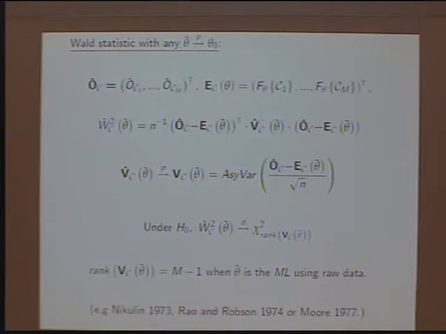Then under the null hypothesis, the chi-square estimated using any square root n consistent parameter converges in distribution to a chi-square with degrees of freedom the rank of the asymptotic variance. And this rank is m minus 1 when these parameters are estimated by maximum likelihood. Here I have some references for these results. Very good. Then what happens in our problem?